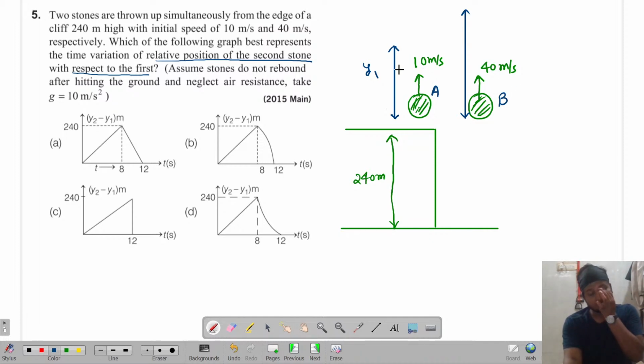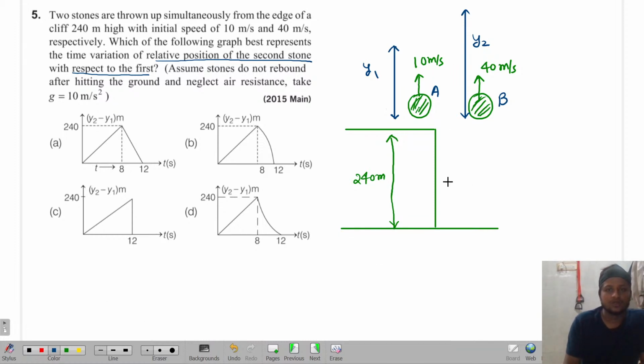Okay. Now try to see that ball A comes over here for y1, ball B comes for here for y2. Can you write the equation of motion for them? Answer is yes, we can write the equation of motion. So first we need to calculate y2 minus y1. So y2, what will be the displacement equation for ball B?